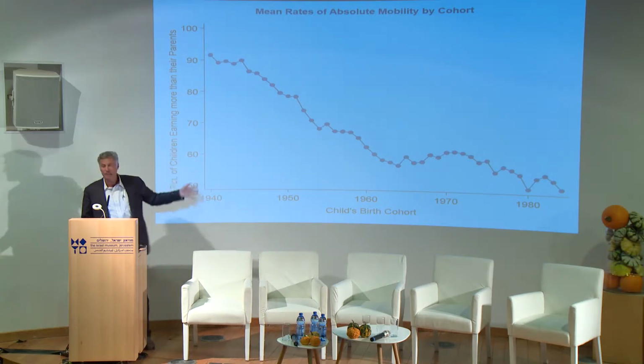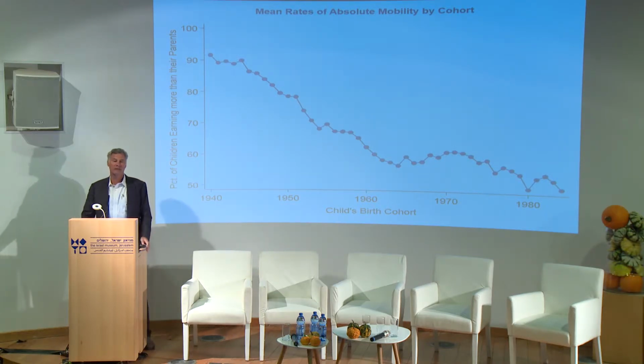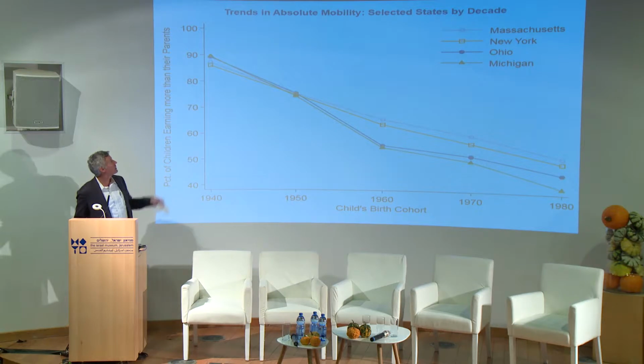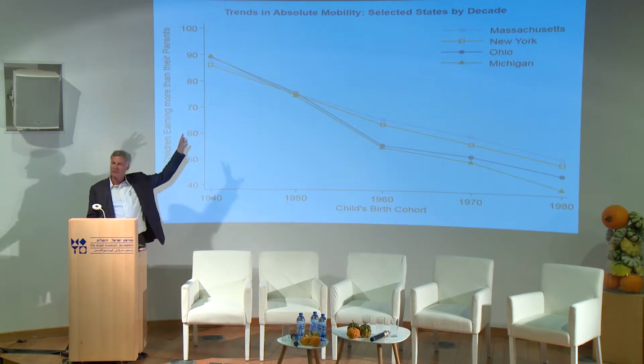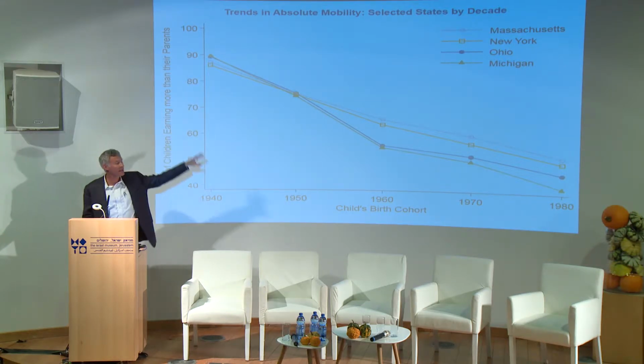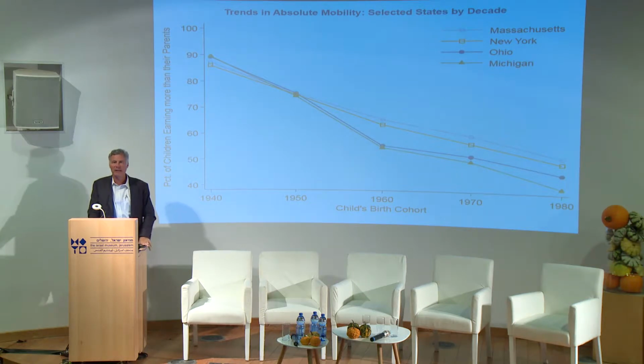And they interpret this as the fading American dream. The American dream is that one's children would do better than one's parents, and that's much less likely now than it was after World War II. They also look regionally, and interestingly, if you look at the Midwest, like Ohio and Michigan, there used to be higher absolute income mobility in the industrial Midwest than in New York and Massachusetts, and now that's reversed. There's been a steeper decline in absolute mobility in the Rust Belt states.